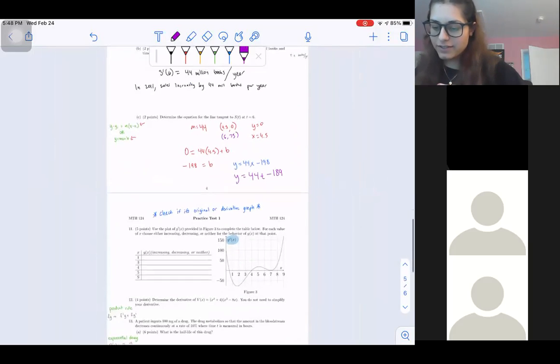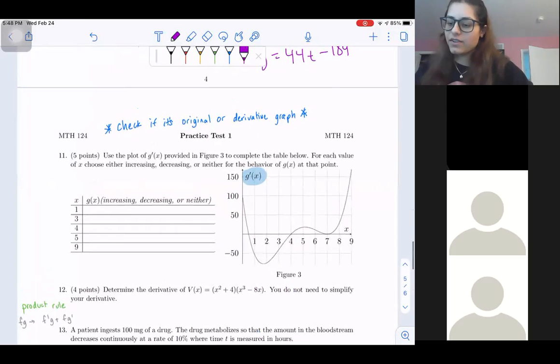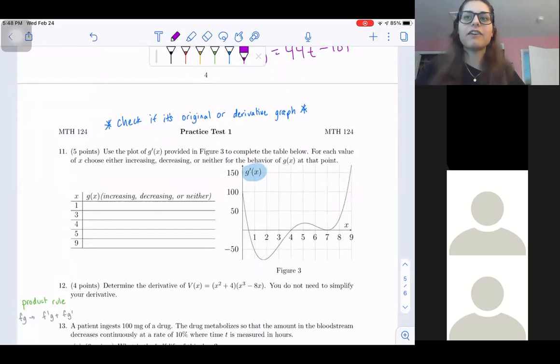Alrighty, last page, I think, yeah, last page. When I was doing this last night, I definitely messed it up and I was going off this being the original graph. So whenever you are doing a test or any sort of assessment, double check everything, right? Make sure you check for that prime symbol to see if this is a derivative graph or an original graph, because that will change your answers for this type of question.